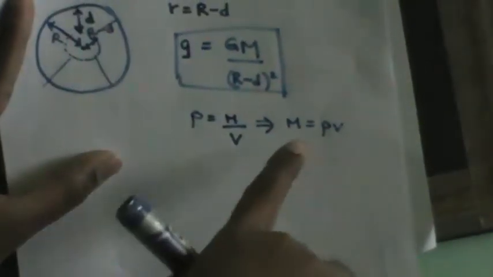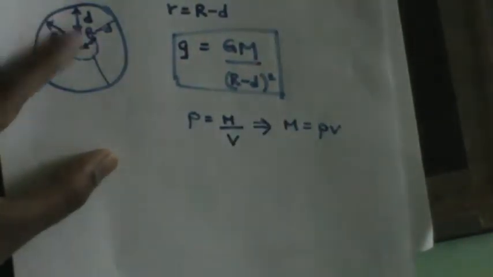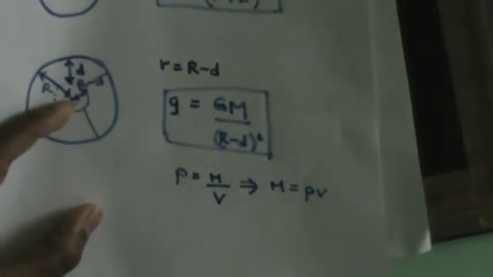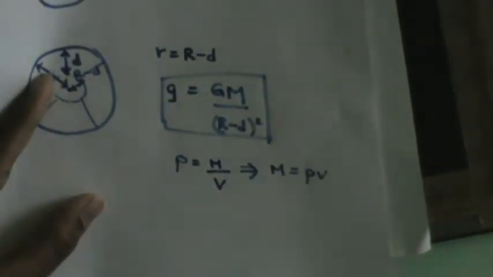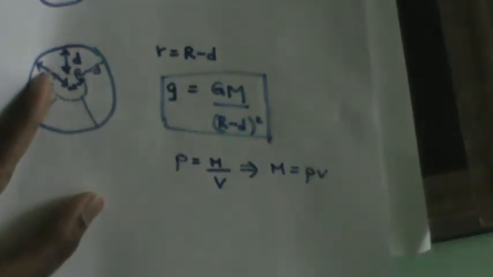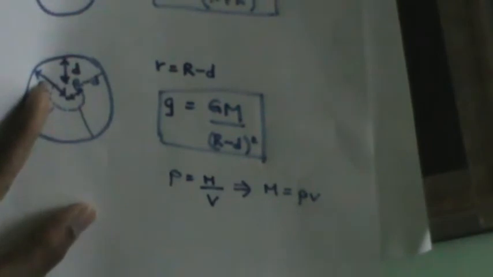Alright, so if you take the mass to be concentrated to the center, we can say that the mass is actually due to this depth, so that we can prove that. I will not prove it, but we can prove that. So if you take this to be the mass, I will say m dash is equal to rho times v.